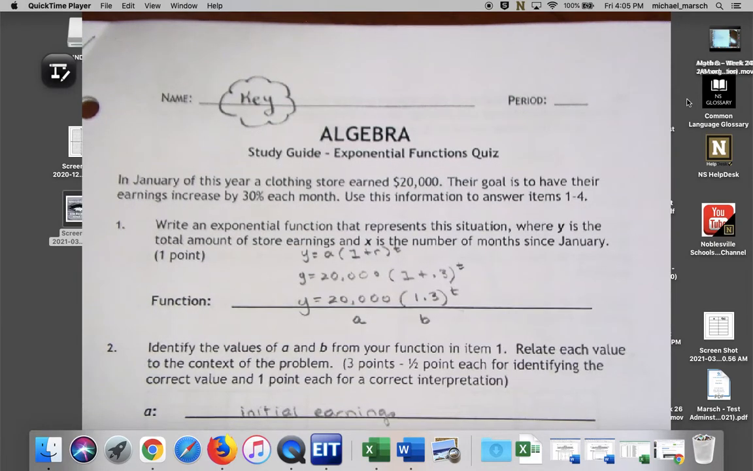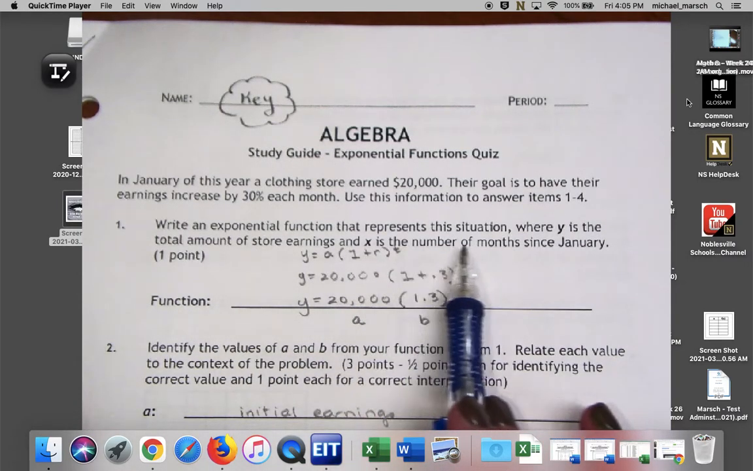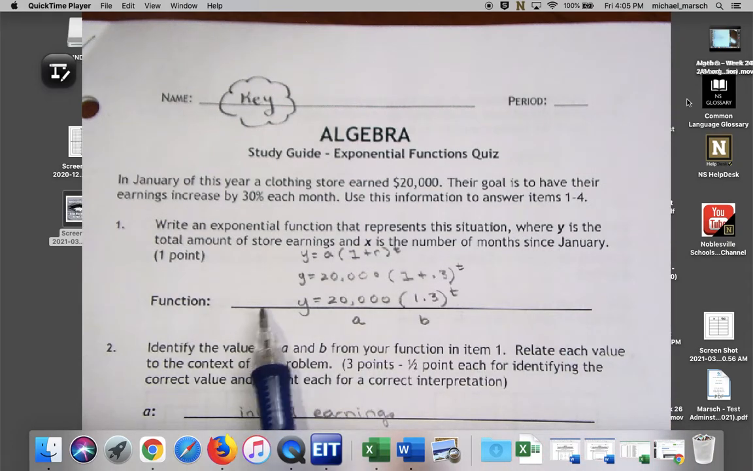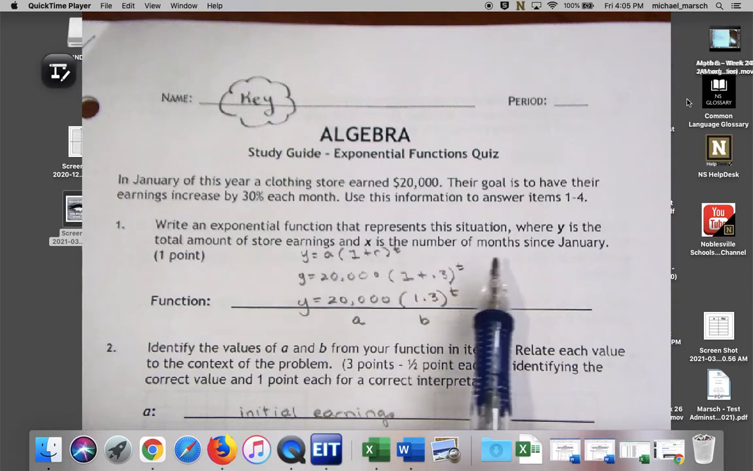The first question is talking about a clothing store that earned $20,000 in January. Their goal is to have their earnings increase by 30% each month. Use this information to answer items 1 through 4. So it says write an exponential function that represents this situation where y is the total amount of the store earnings and x is the number of months since January.